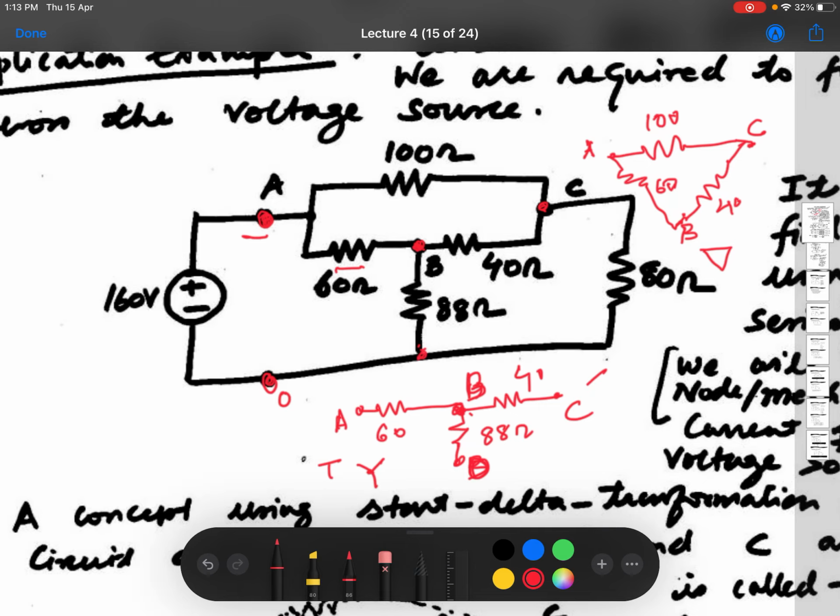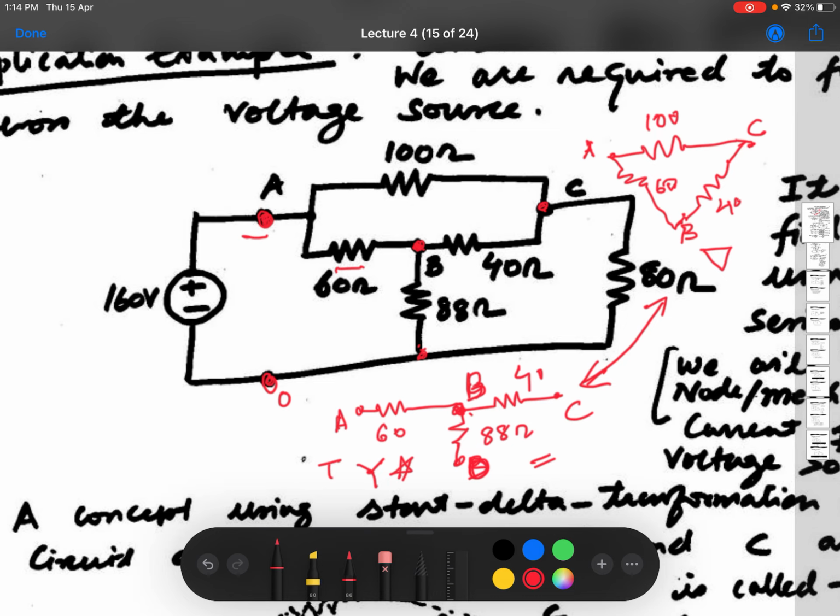So Y and delta connections are there, and you cannot straightforwardly change a delta connection or a Y connection into a series parallel combination. But the important thing is that delta is convertible into Y and Y is convertible into delta. You can convert one type of connection into another. You can convert a delta connected set of resistances into a star, or Y, set of connected resistances. Sometimes this Y is also called star.